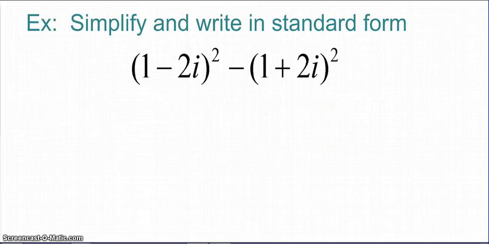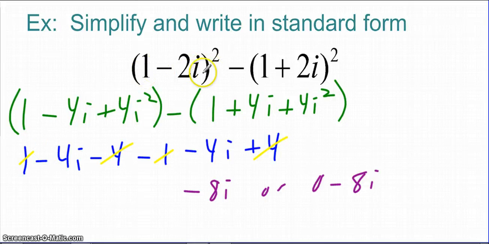Okay, so I want you to practice multiplying and combining the real and imaginary parts here and write it in standard form. So pause the video, do that, and unpause it when you're ready to check your answer. Okay, so first I'm going to multiply this out using the distributive property. I get 1 minus 4i plus 4i squared, and then I'm going to multiply this out. Notice I kept the parentheses here so that I remember to distribute that negative. Multiplying this out, I get 1 plus 4i squared.